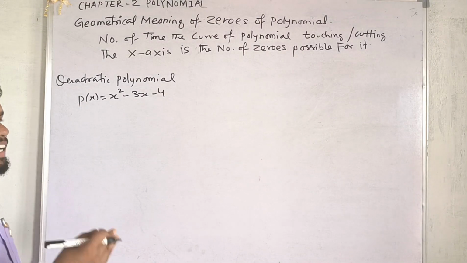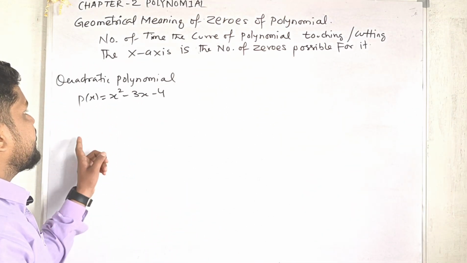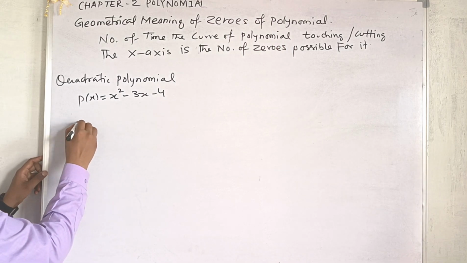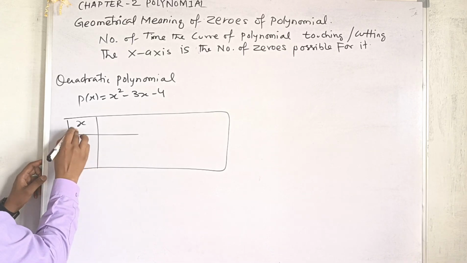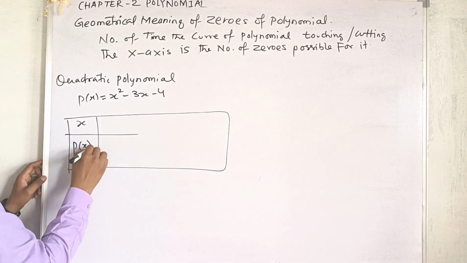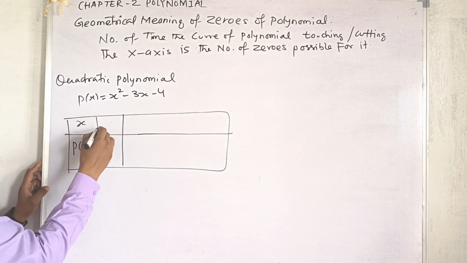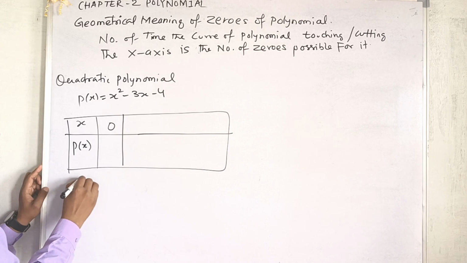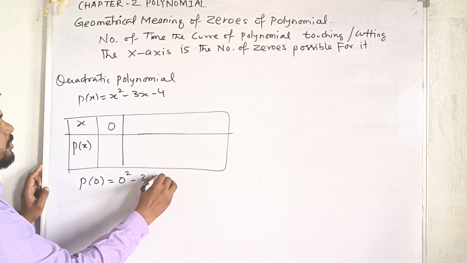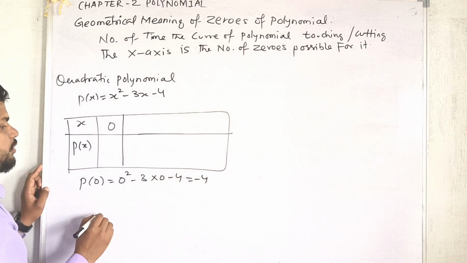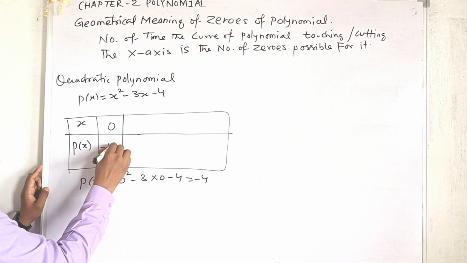So by hit and trial method we will put different values of x and we will get different values of p of x. So I am just making one table. Upper side is x, so downside will be p of x. Suppose the value of x is 0 here. If x is 0, then we will get p of 0 equals 0 square minus 3 into 0 minus 4, that is just minus 4. Okay, so p of x will be just minus 4.